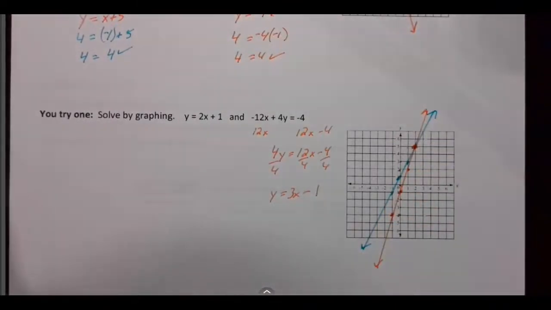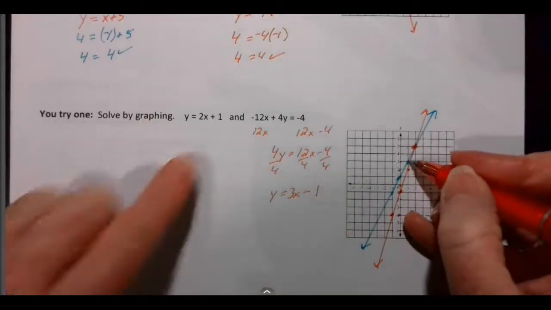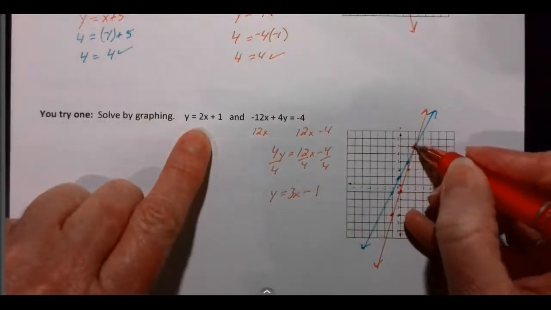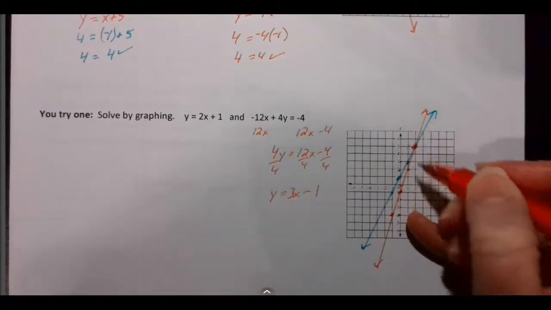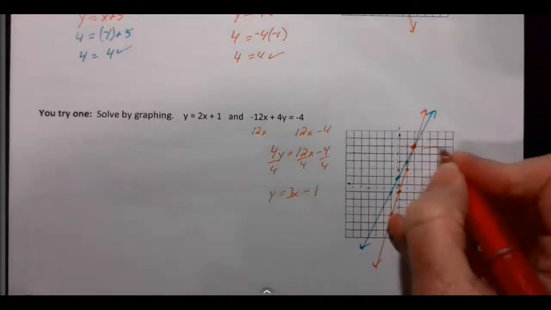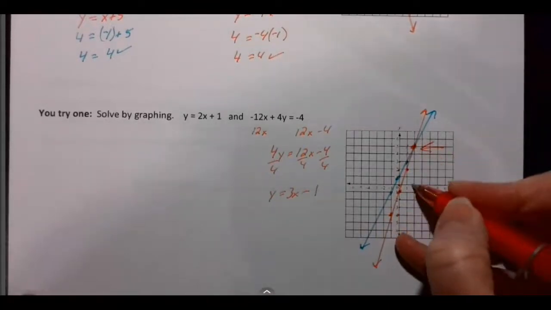Now you can always check yourself to make sure your graphing is correct. So go back to my original and I go up 2 over 1. On this one, I can go back to one of my points and go up 3 over 1 and see where they intersect. So this would be my solution. That is the point 2, 5.